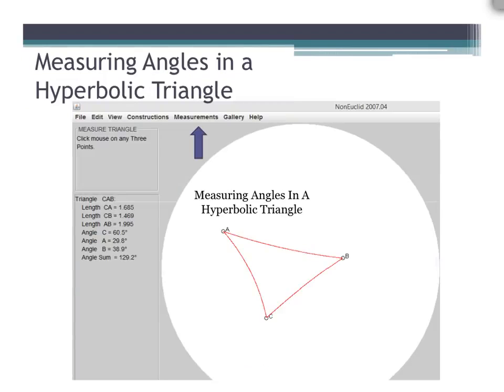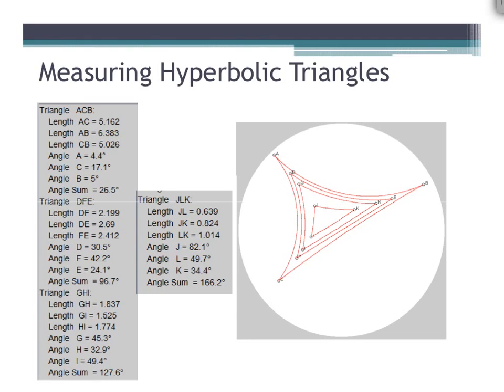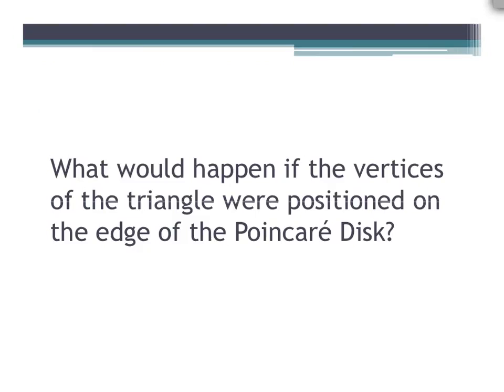Start by drawing the three vertices of the triangle and connecting them with line segments. Then, by selecting the Measure Triangle tool, we can find the sum of the angles. After creating these triangles on the Poincare disk, as the side lengths become longer, you will notice the angle measurements grow smaller. Look at the triangles and their measurements listed below. The edges of the Poincare disk used to model hyperbolic space extend to infinity. As the vertices of the triangle start to approach infinity, the angle measurements grow smaller. What would happen if the vertices of the triangle were positioned on the edge of the Poincare disk?